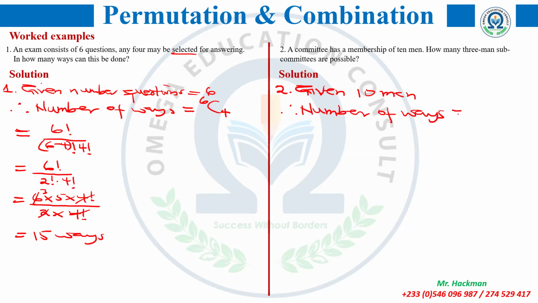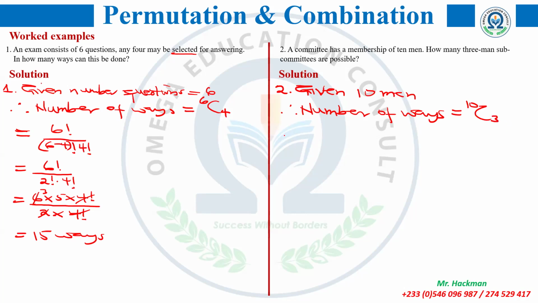And this will be equal to, we have 10 men, and for the committee at every point in time, how many members are you supposed to get? Read the question carefully. 3. So you have 10 men, and at every point in time you are supposed to choose what? 3, because we are dealing with a 3-man subcommittee. So it will be 10 combination 3. Point well made.